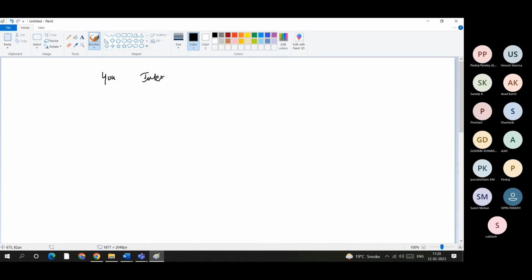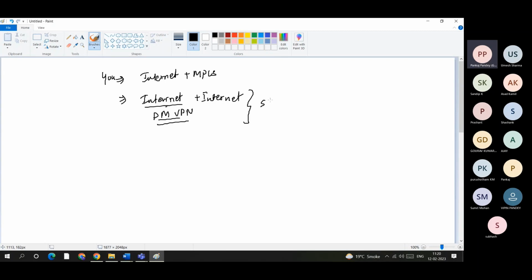If you have internet plus MPLS... No, we have only internet, both are internet. The second option is internet plus internet, and you are running DMVPN, preloaded DMVPN. Now you are using SD-WAN as well. Then I think this is a good option.